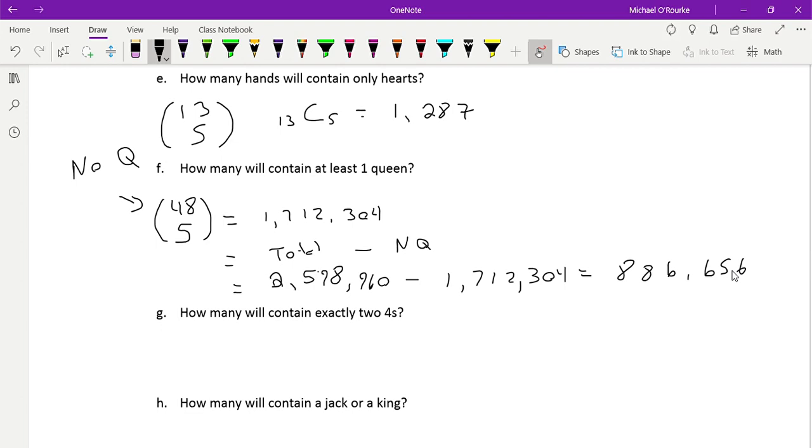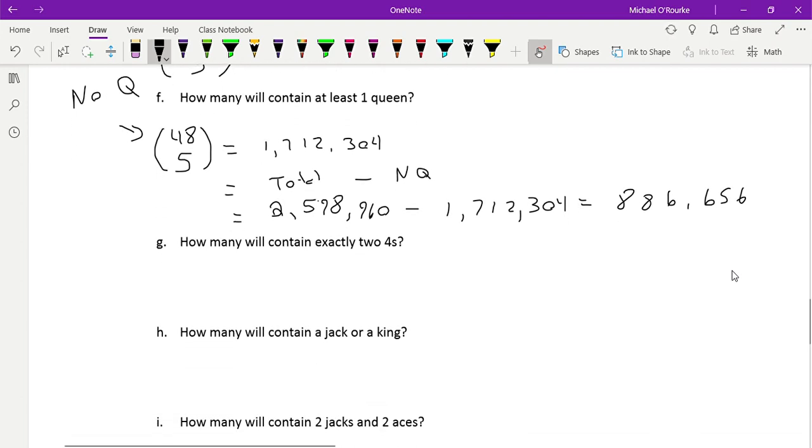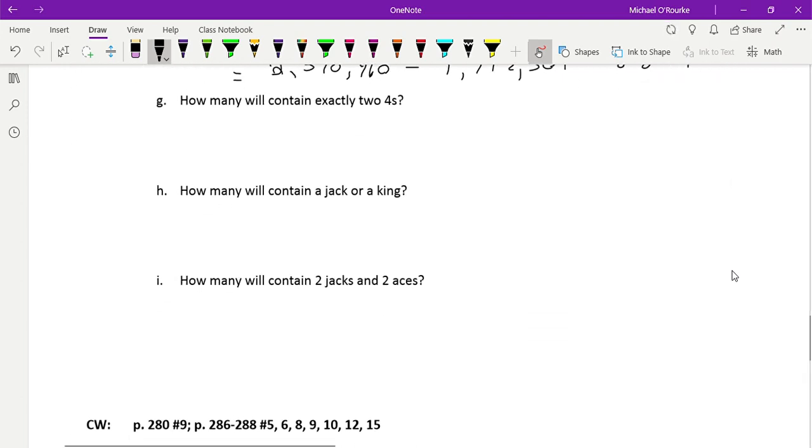Sure, what's your favorite card game? Go Fish? Alright. Maybe Go Fish kind of guy.